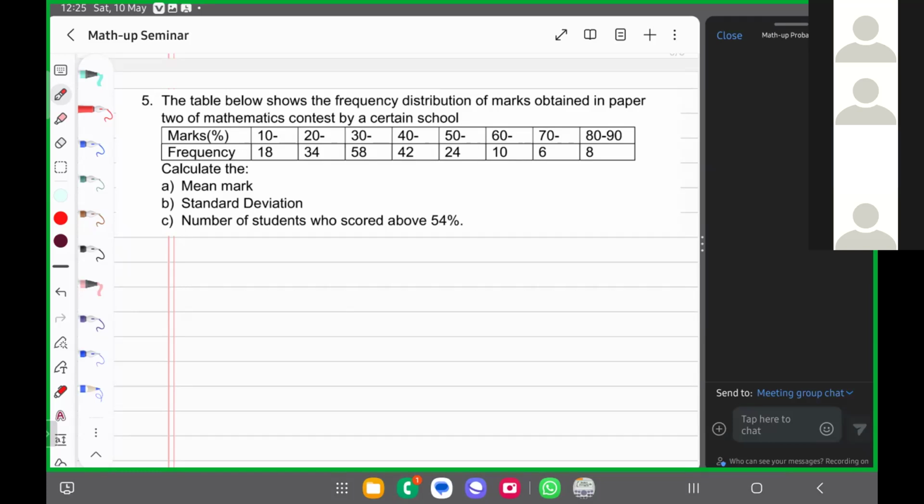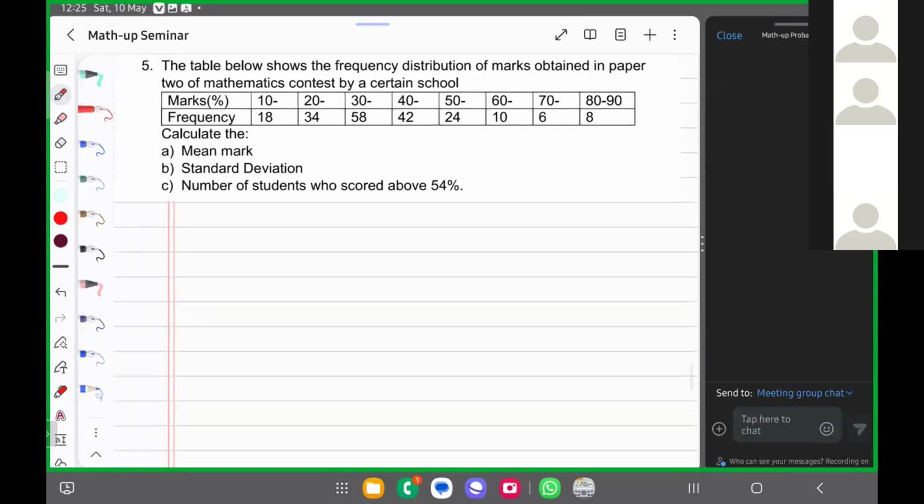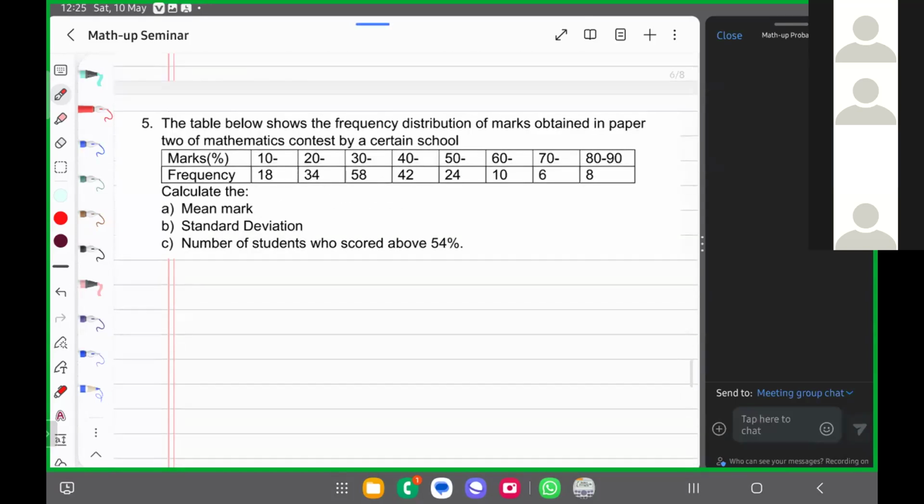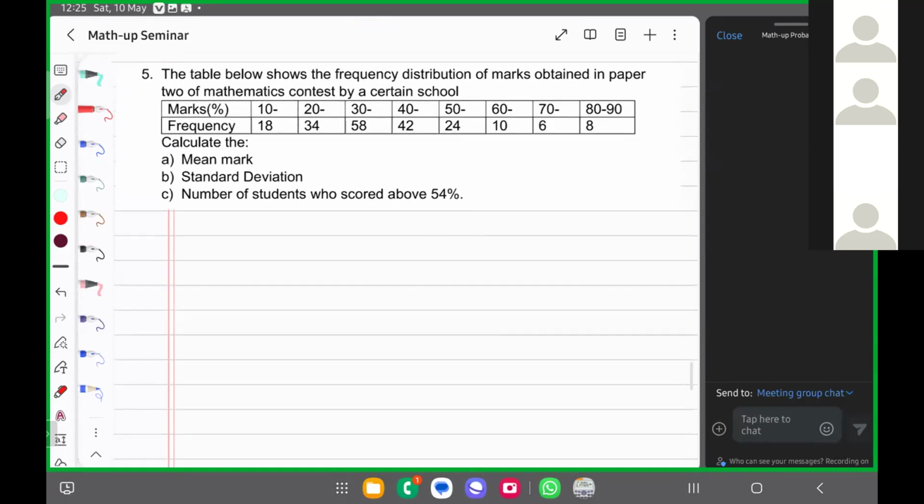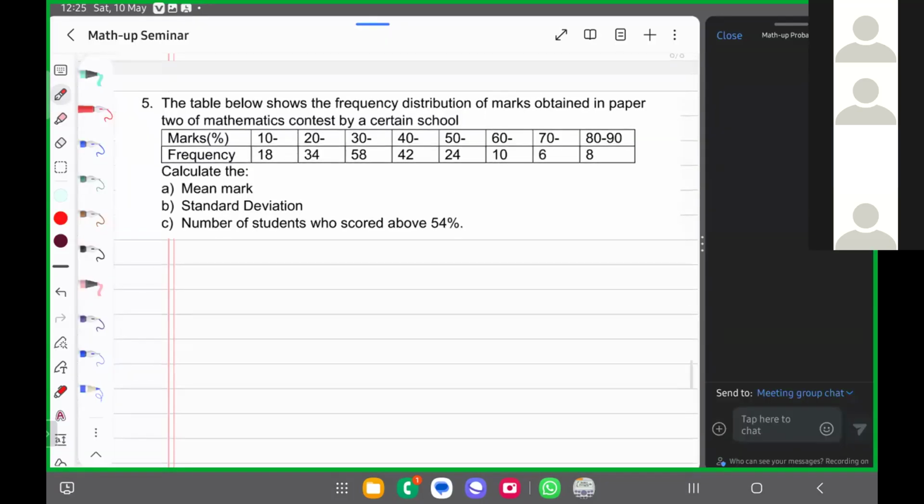need to have f of x squared. We use class boundary somewhere, class width. So we shall start by getting those various values. You also need the cumulative frequency for part C, where we have to get the number of students who scored above a certain mark. So we shall draw a table having all those columns.